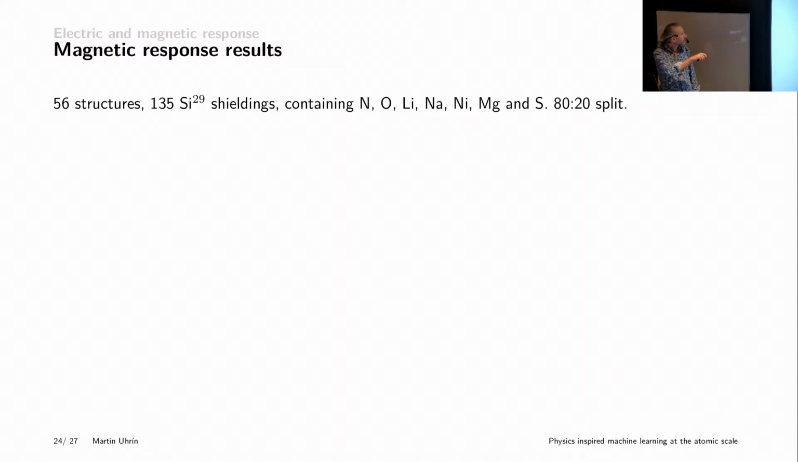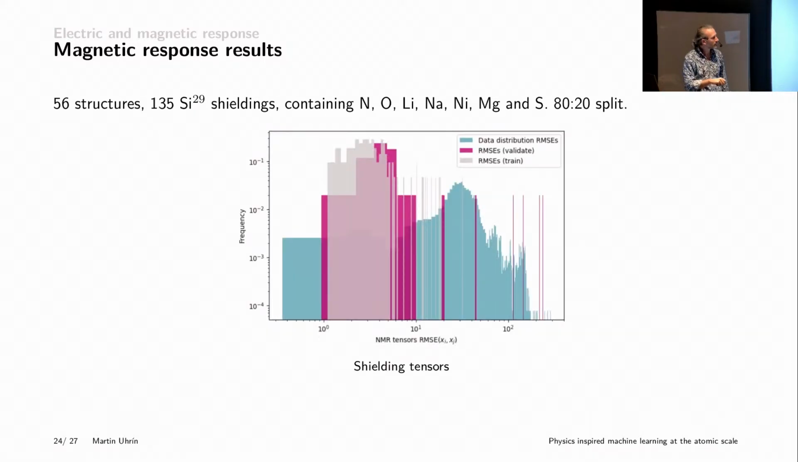This time we had a data set that was quite heterogeneous in terms of the chemistry, so it's all silicon-29 shieldings, 56 structures, so relatively little data, and a lot of different elements in those structures. 80-20 split, and my student Mattia that I showed on the previous slide did this very similar model, and you can see there's a lot more overlap here. Now this is on a log scale, so it's actually not as bad as it maybe looks. We tried to stretch it so we could really see what's going on. But clearly the performance is not that great compared to what we had before.